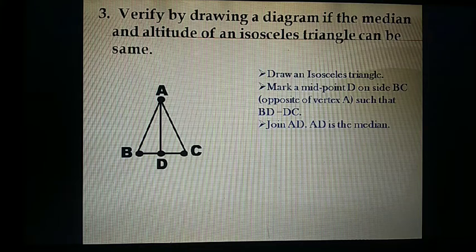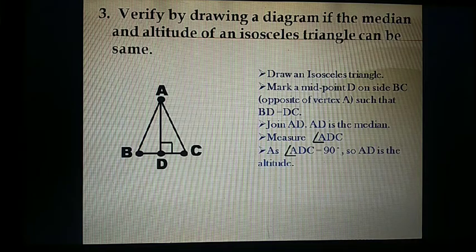Now you have to check whether this median is acting like an altitude or not. So we will measure it by using a protractor. If it is 90 degrees, then AD is an altitude.